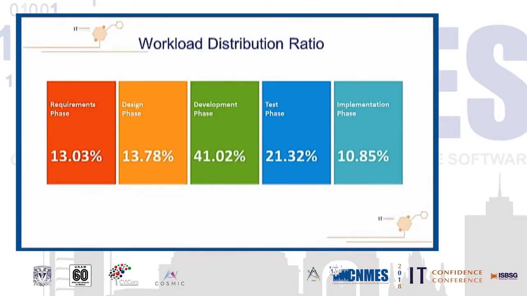Okay, and the next one is from the different kinds of phases: requirement phase, design phase, development phase, test phase and implementation phase. You can see that the development phase occupies a full 41% of the total phase. I think this data is increased from the past year. And the requirement phase is 13%. If you have used the agile compared to the traditional one, maybe the requirement phase needs more percentage for the agile ones, okay?